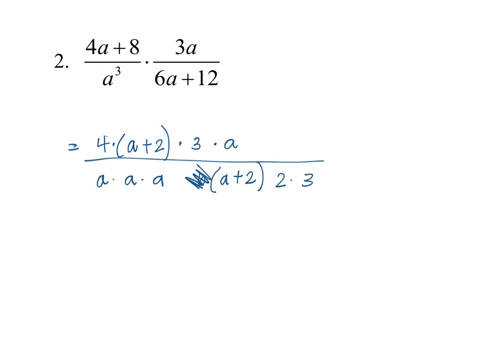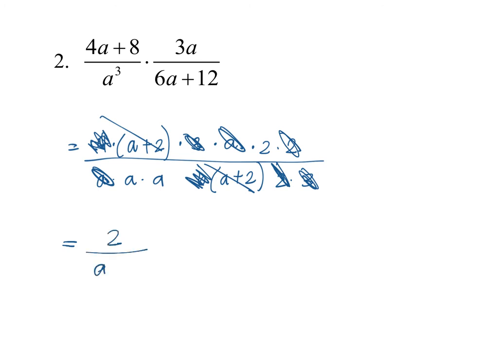And that makes me think about this 4 up here. 4 wasn't prime. That can be thought of as 2 times 2. So things that repeat in the bottom and the top: the factors of a plus 2, a factor of a, a factor of 3, and it looks like I also have a factor of 2. So in the numerator, I'm left with 2. In the denominator, I'm left with a times a, which is 2 over a squared.